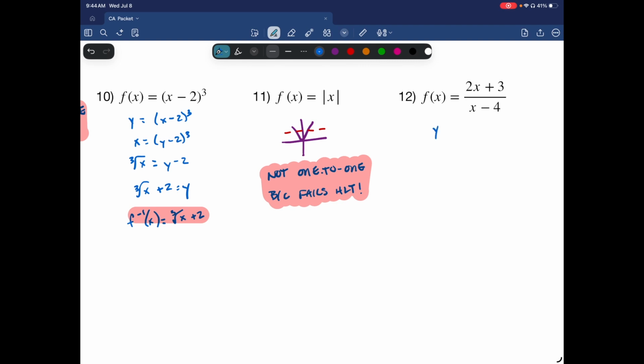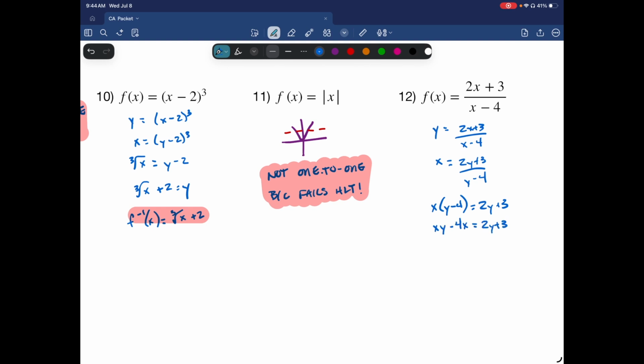So y equals 2x plus 3 over x minus 4. All right, switch x and y, so you get x equals 2y plus 3 over y minus 4. I need to get rid of the fraction, so I'm going to multiply both sides by y minus 4. So that's going to be x times y minus 4 equals 2y plus 3. Distribute the x to get xy minus 4x equals 2y plus 3.